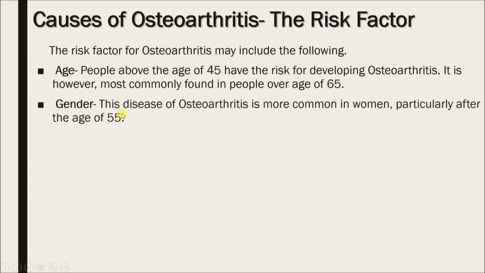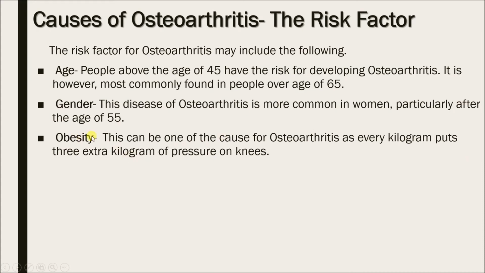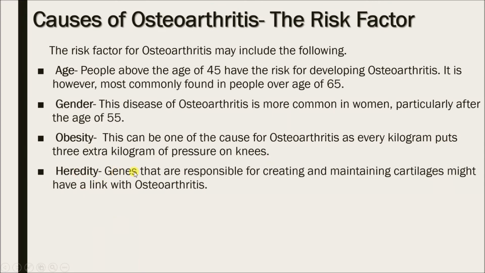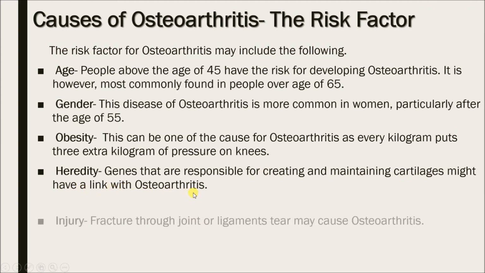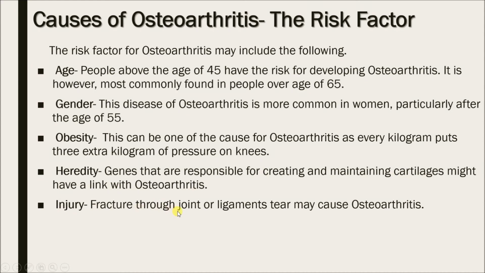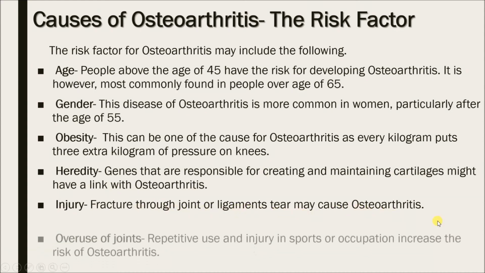And second is gender. Osteoarthritis occurs commonly in women, particularly after the age of 55. Third is obesity. This can be one of the causes of osteoarthritis, as every kilogram of body weight puts 3 extra kilograms of pressure on the knees. And fourth is heredity. Genes that are responsible for creating and maintaining cartilage might have a link with osteoarthritis. Fifth is injury. A fracture through a joint or a ligament tear may lead to osteoarthritis.